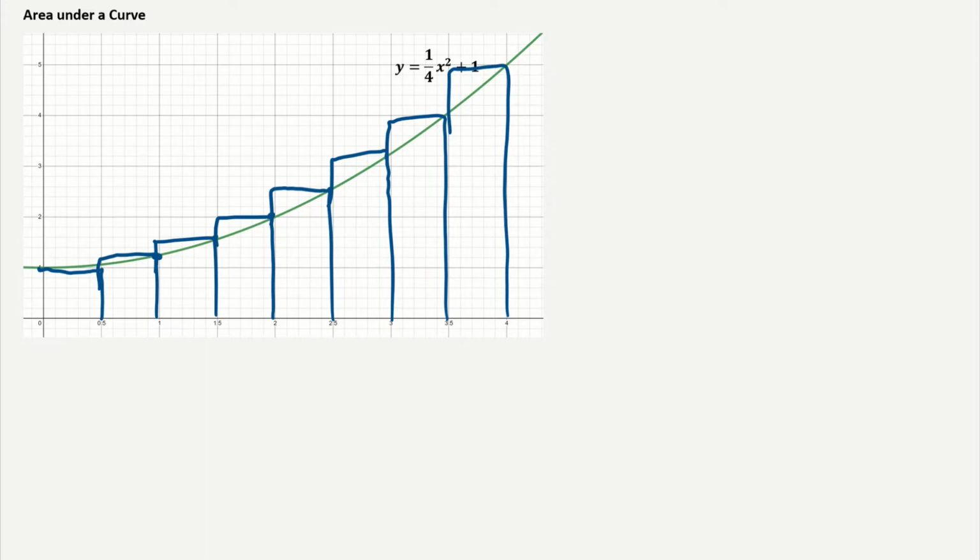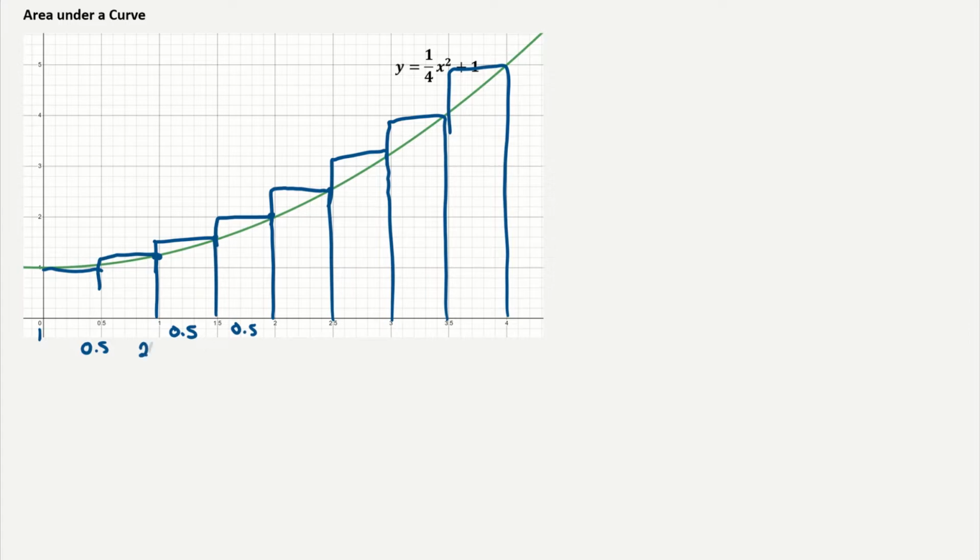Well, I drew them with a steady change of x equal to 0.5. So they each have a width of 0.5. It's the height that changes. And how do I determine the height? Well, I'm starting this interval at 0. And my first f of x, my first x value, is 0.5 over. So you go 0 and then over 0.5.